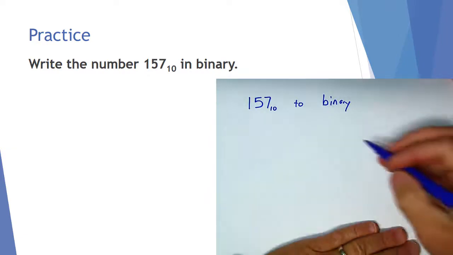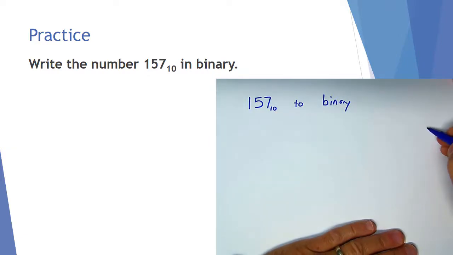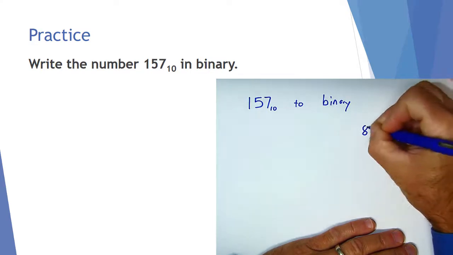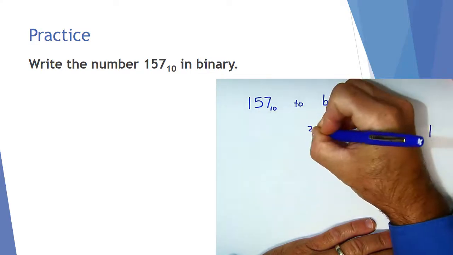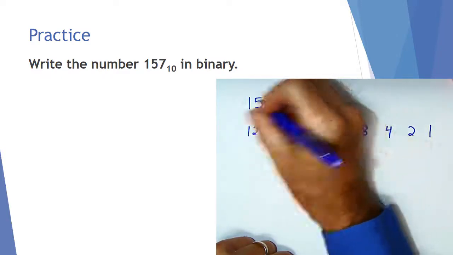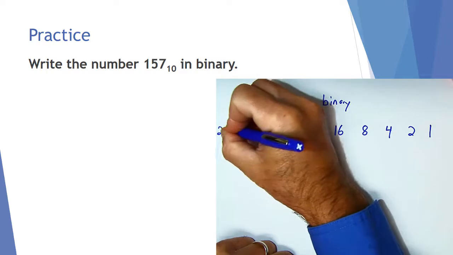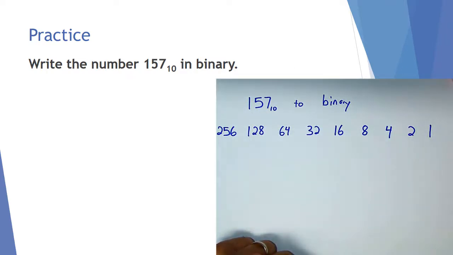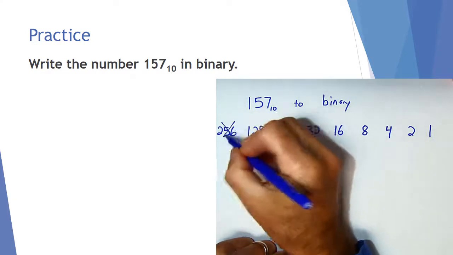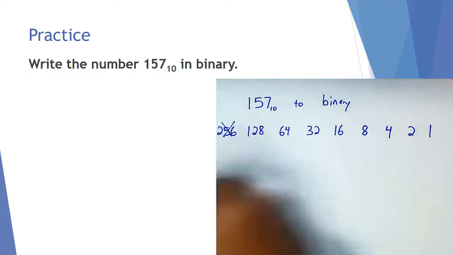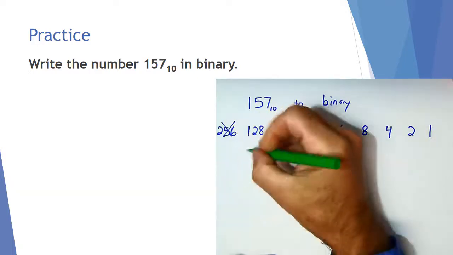And again, we're going to make our conversion table, which basically just means we're going to list all the powers of 2 from right to left. So here we go. 1, 2, 4, 8, 16, 32, 64, 128, and this time we're going to have to go one higher. That's 256, and now we've exceeded 157, so we can stop. All right, here we go. We're not going to need that 256. The highest power of 2 that fits into 157 is 128. That's going to be our first non-zero digit.